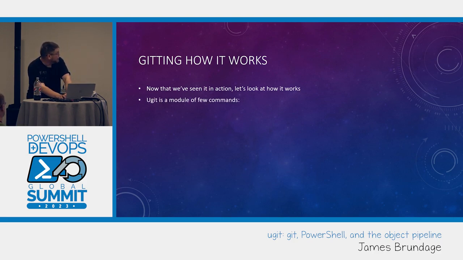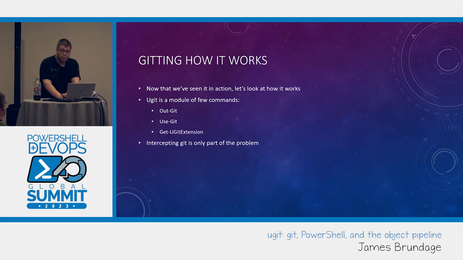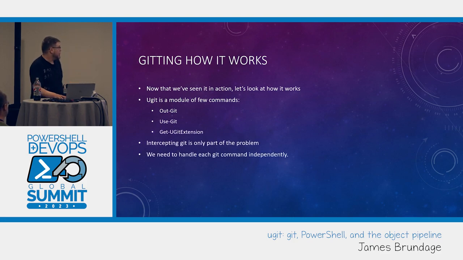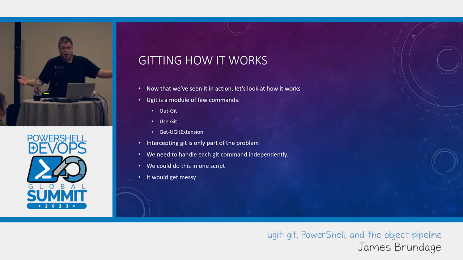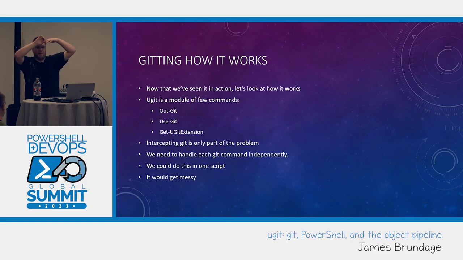Ugit is a module with few commands. Intercepting is only one part of the problem. We also need to handle each git command independently. That's the extensibility part. We could do this in one script, but it would get messy. I could have one big script that says, all right, I have output from git; if it looks like this, do this, if it looks like that, do that. It's a lot better to build this piecemeal.